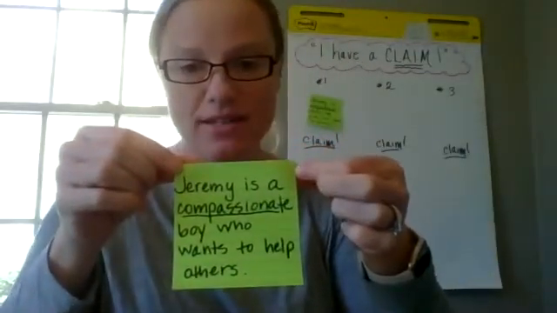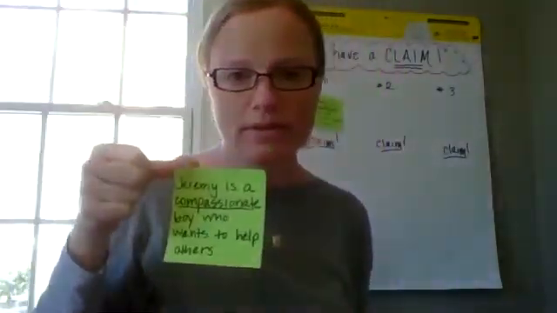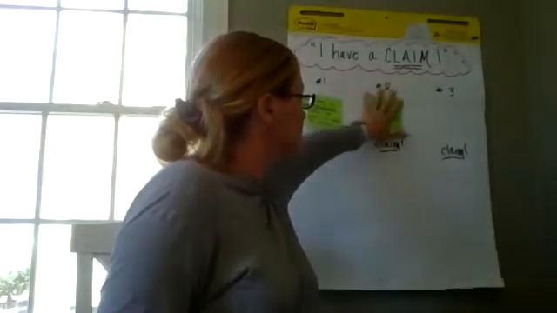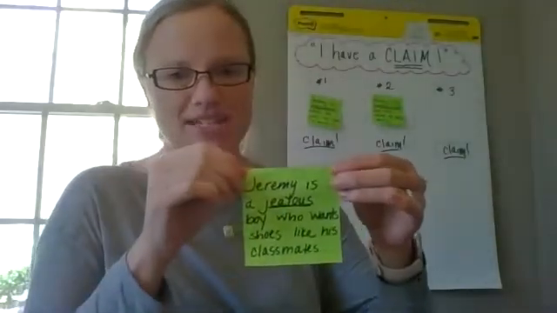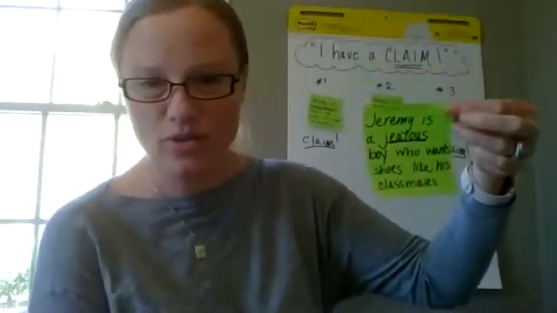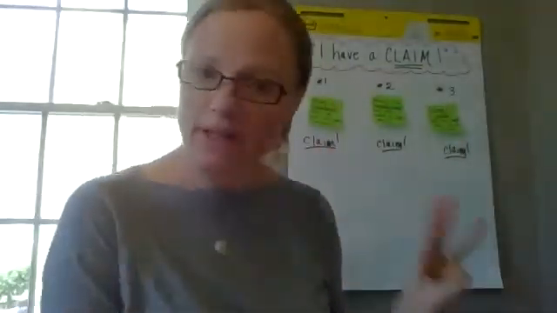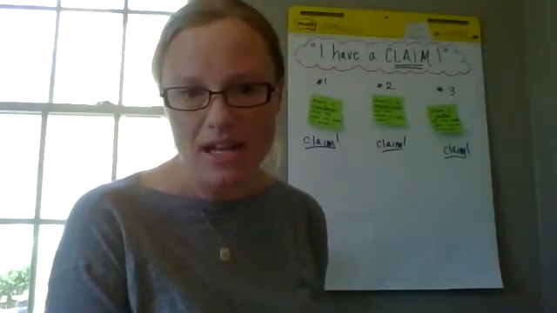Jeremy is compassionate. A compassionate boy who wants to help others. Jeremy is a compassionate boy who wants to help others. That's a claim. Last one. Jeremy is jealous. He is a jealous boy who wants shoes just like his classmates. I think you're starting to get an idea of where the story is going to go. So what you notice, writers, is I have made 3 separate claims about what kind of a boy Jeremy is, based on things that happen in the story.